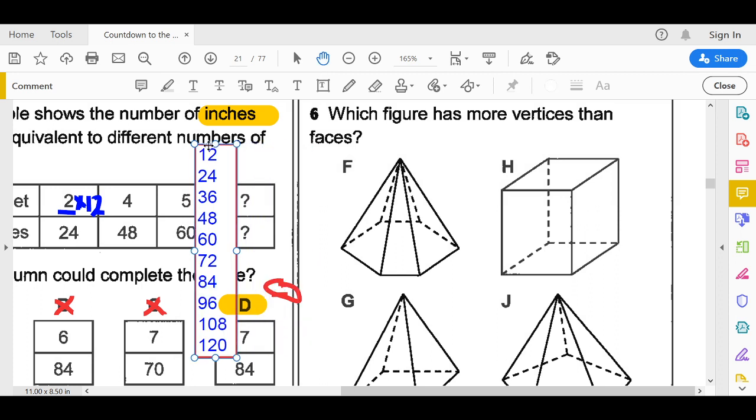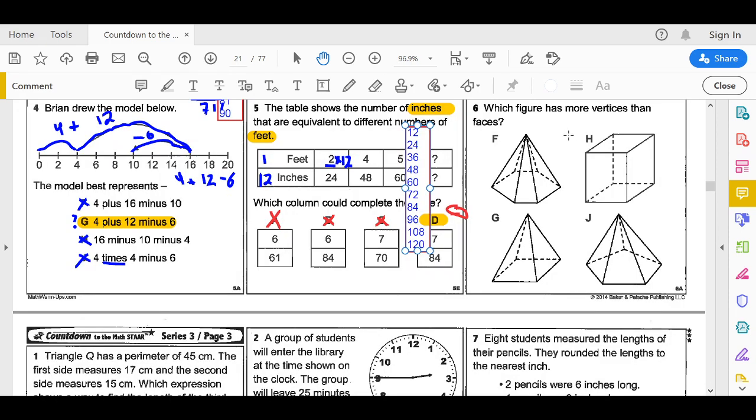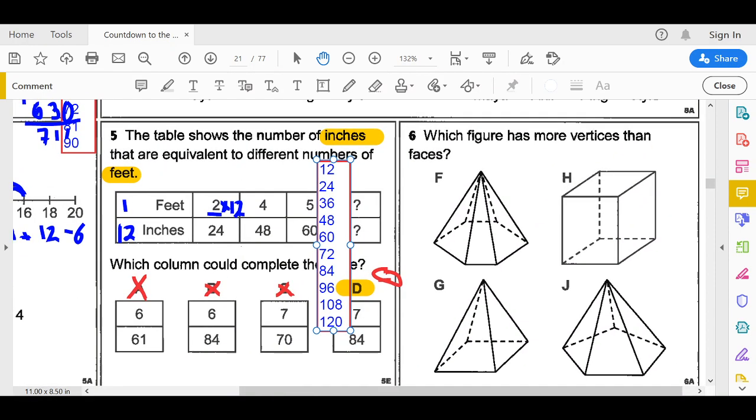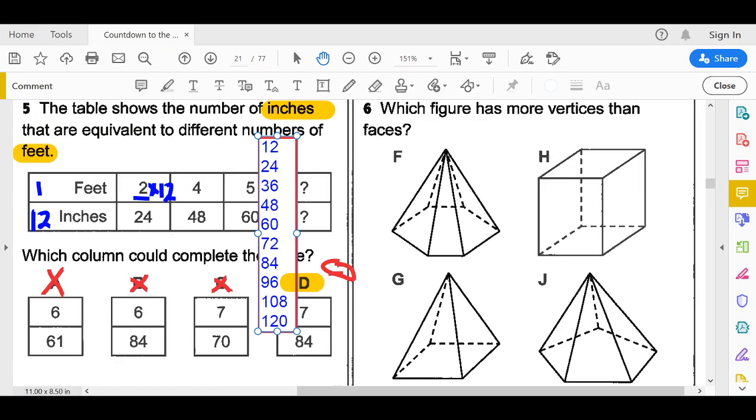Number 6 says, which figure has more vertices than faces? Okay, first let's remember that a vertex is where the lines meet or touch, and we can find them by putting a dot right there. I'm going to use my highlighter to put the dots right there. Remember, it says which figure has more vertices than faces. So the vertices, we're going to find them by using a small point.